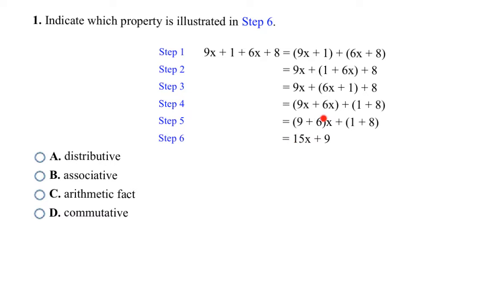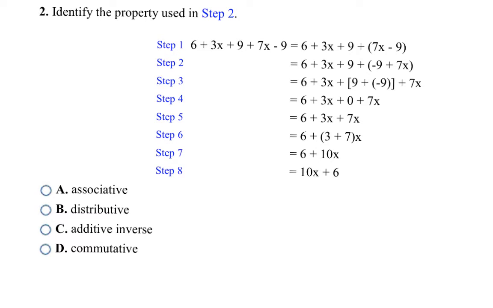So if we go back to the step beforehand, we see that 9 plus 6 is being added in front of x, and then also 1 plus 8 is being added at the end to get 9. That's what happens between step 5 and step 6. Here, they're just adding two numbers together. They're performing a fact, so that's going to make our final answer an arithmetic fact, letter C.